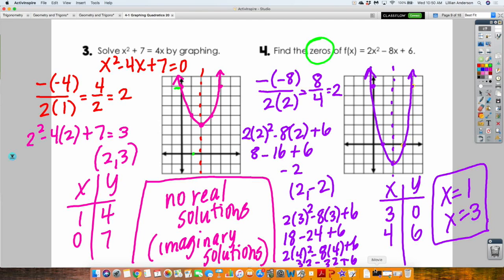Now we need to find the vertex, so I'm going to plug 2 back in. Please make sure you do your order of operations. You should do 2 squared, then times 2. What's 2 squared? Times 2? 8 times 2? So right now I have 8 minus 16 plus 6, which is -2. So my vertex is at 2, -2.